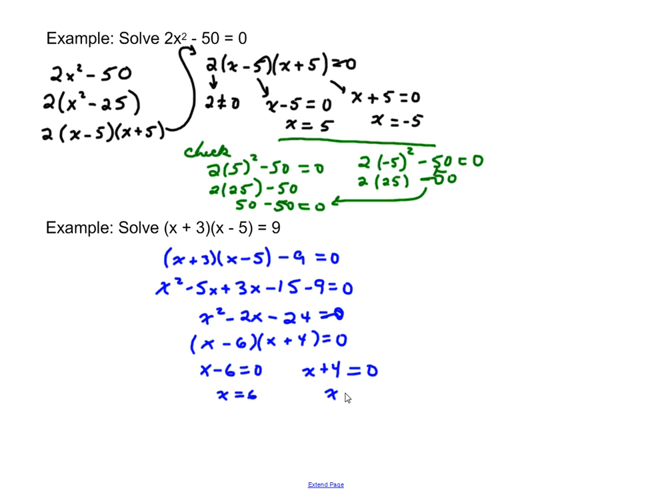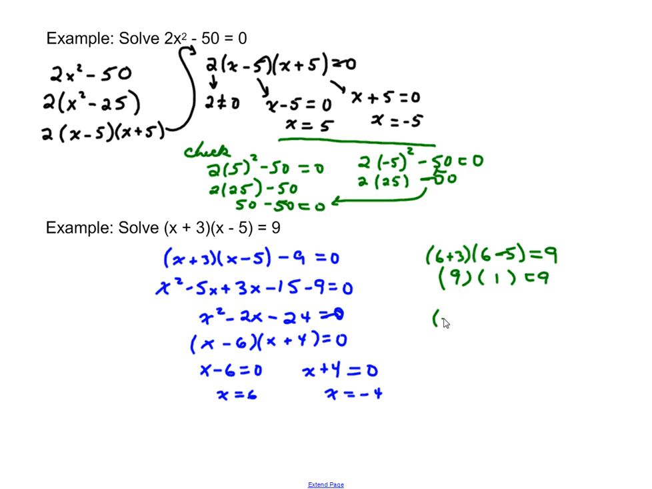So now we should go through and make sure we check our solution. So I'll go ahead and make that habit of doing it right now. Into the original equation, I should substitute in with x equals 6. So 6 plus 3 times 6 minus 5. Does that equal 9? Well, the answer is yes, because that's 9 times 1. And yes, that's equal to 9. Pretty good. All right, let's try the other one.